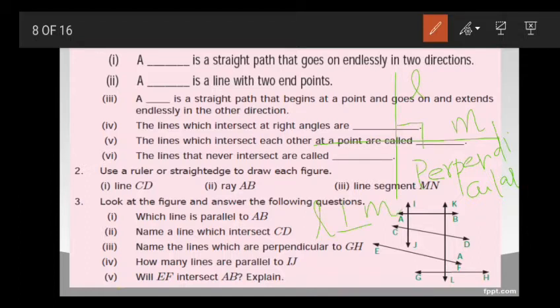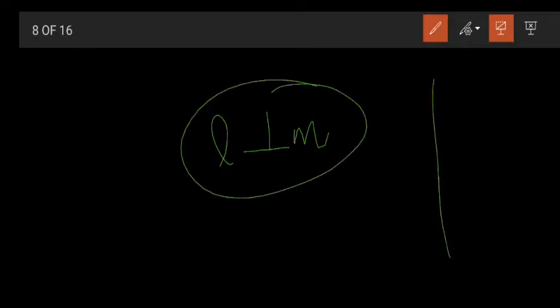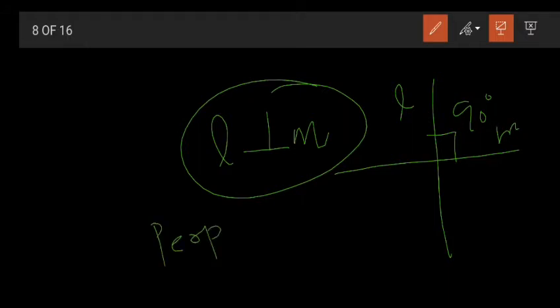And if L and M are perpendicular, we will use this symbol, L perpendicular to M. This symbol we'll use when two lines are intersecting and they are forming right angle 90 degree. Then these two lines are said to be perpendicular lines.